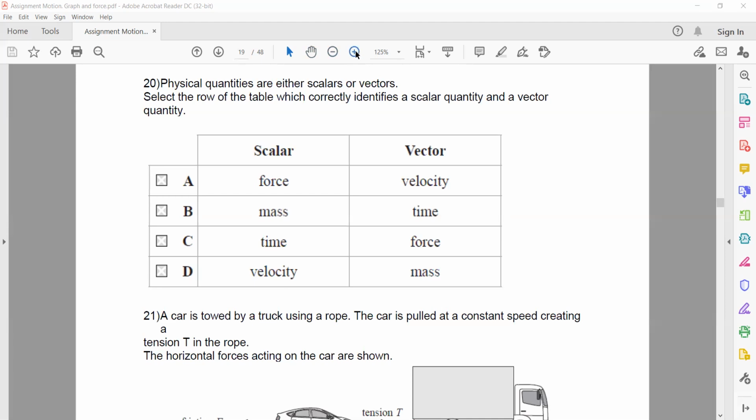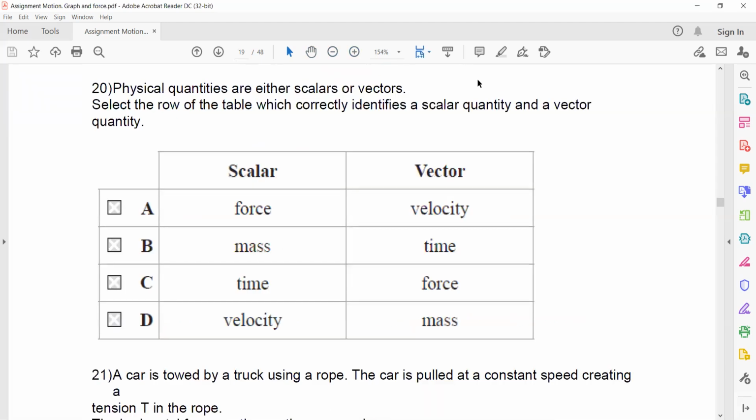Question 20. Physical quantities are either scalar or vector. Select a row which correctly identifies a scalar quantity. Force is not a scalar, mass is a scalar, time is a scalar, velocity is not a scalar. Velocity is a vector, time is not a vector, force is a vector, and mass is a scalar. So the correct answer, that time is scalar and force is vector, is C.